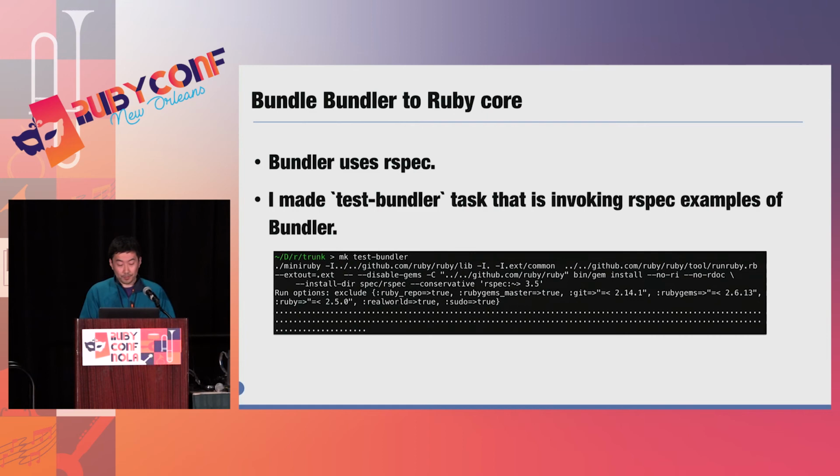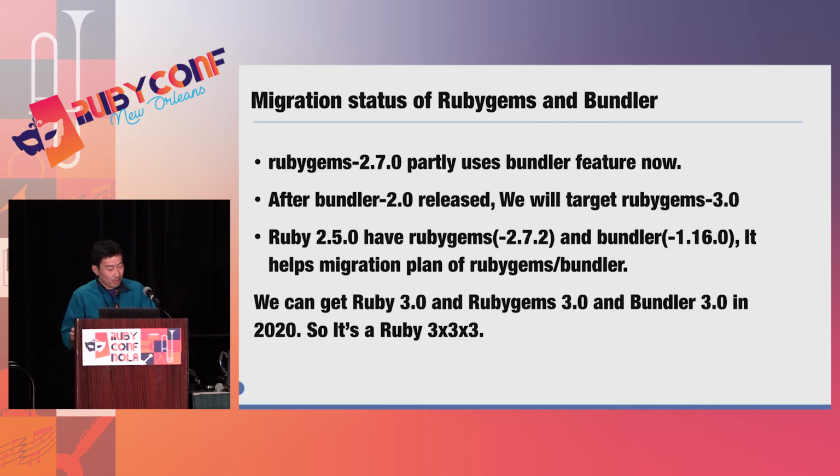In RubyGems 2.7, it installed vendored Bundler and partly shares Bundler features in RubyGems. The test code of RubyGems 2.7 loads the Bundler feature. So we work towards RubyGems 3, which integrates the Bundler feature. Therefore, in Ruby 3, we can use RubyGems 3 and Bundler 3. So we got Ruby 3x3x3. I believe that the Bundler feature helps this integration strategy.